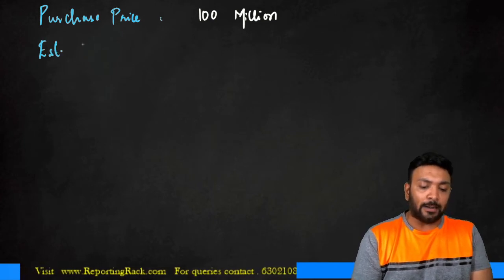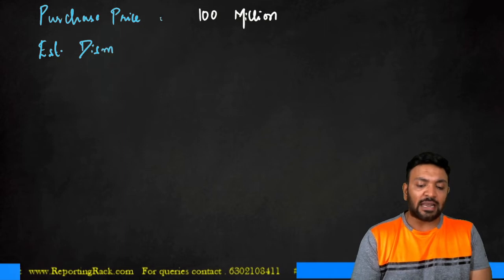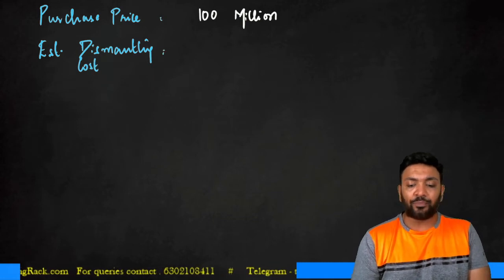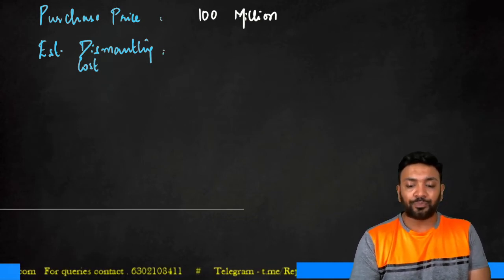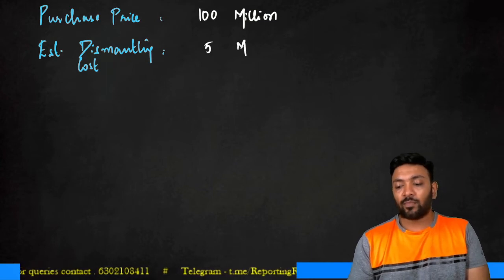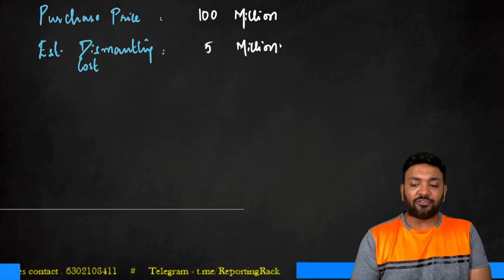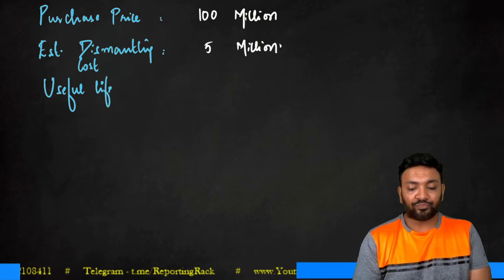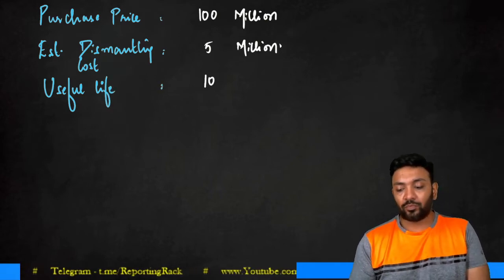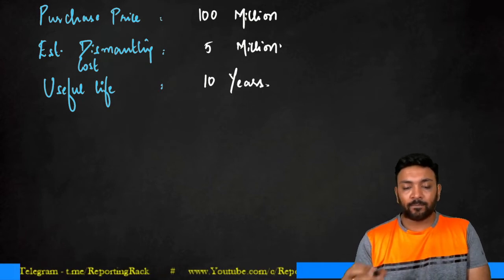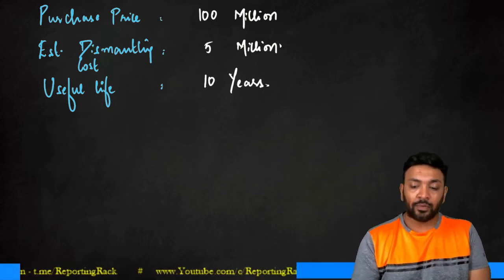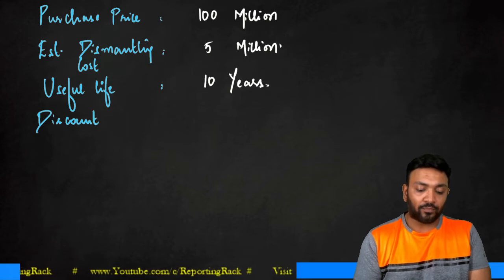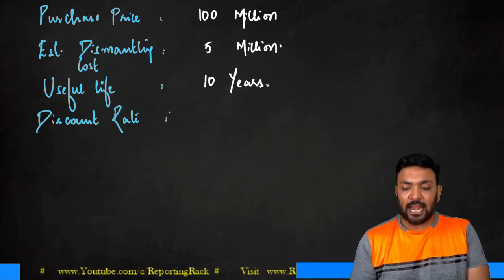Estimated dismantling cost, dismantling and site restoration cost actually. The estimated cost of dismantling the asset is 5 million. Useful life of the asset is 10 years. Correct. Discount rate is 8%.